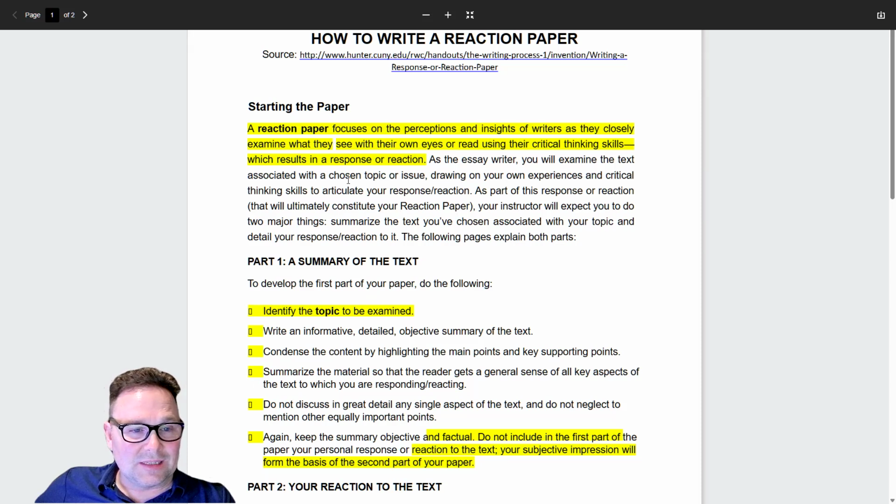As the essay writer, you will examine the text associated with a chosen topic or issue, drawing, and this part is important, I'm grinning a little bit because I'm looking forward to y'all having the experience of 101 and 102 under your belts. Drawing on your own experiences and critical thinking skills to articulate your response or reaction. As part of this response or reaction, that will ultimately constitute your reaction paper. Your instructor will expect you to do two major things: summarize the text you've chosen, and respond to it or react to it.